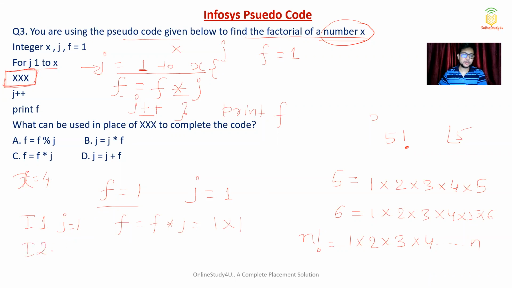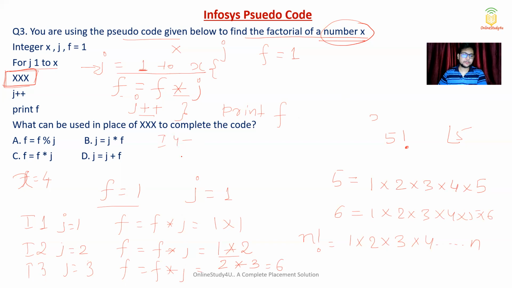So in iteration 2, f is equal to f into j. That is, what was the value of f? 1, into j, that is 2. And now j will be incremented. In iteration 3, j is equal to 3. So f is equal to f into j. What was the value of f? It was 2. So 2 into j. What is the value of j? That is 3, so 6.